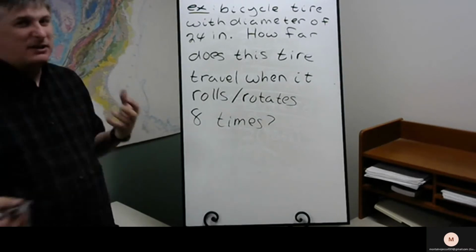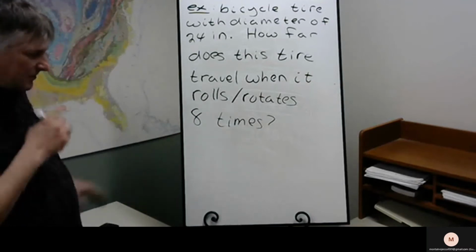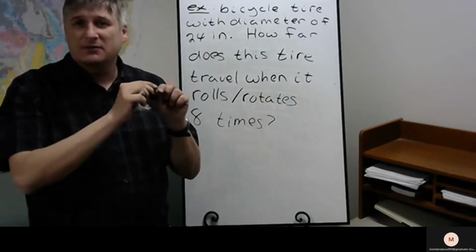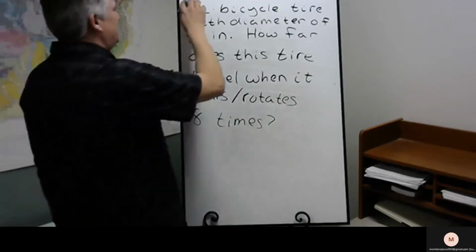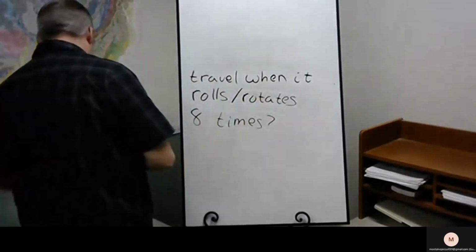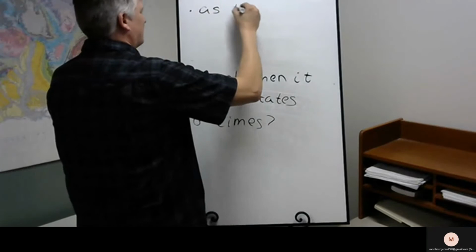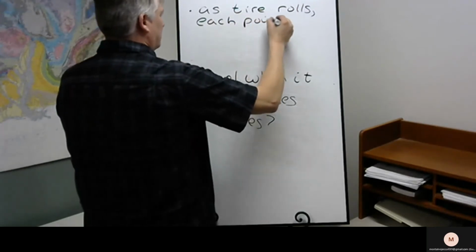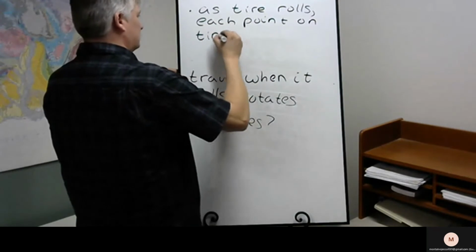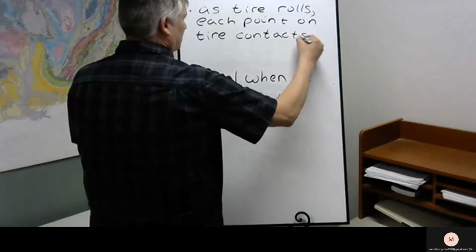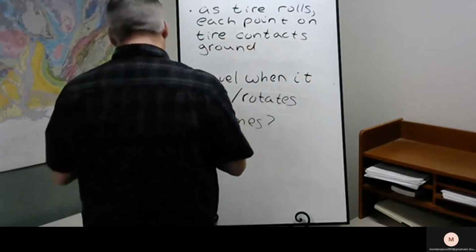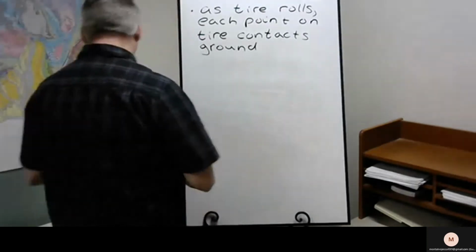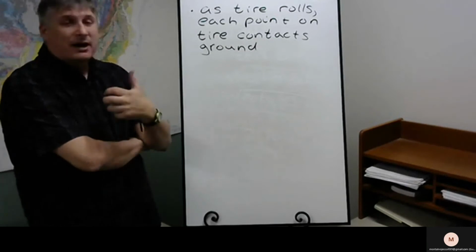Now, I'm going to give you kind of a physics fact. Let's say this tire is rolling along the ground. Well, as it rolls along the ground, each point along the circumference of this tire will contact the ground. So as the tire rolls, each point on the tire contacts the ground.